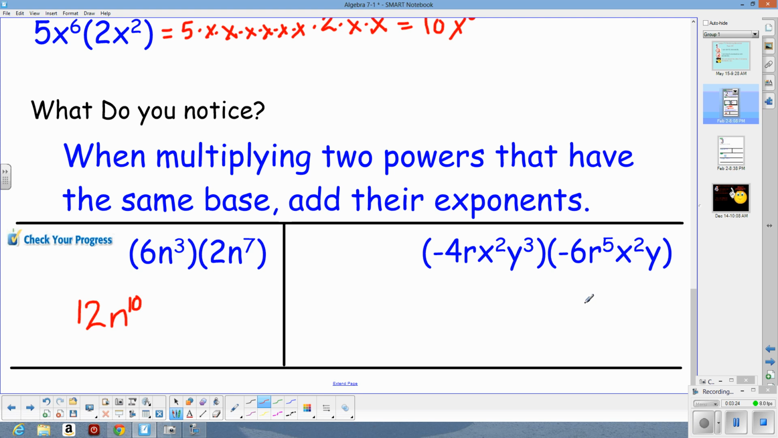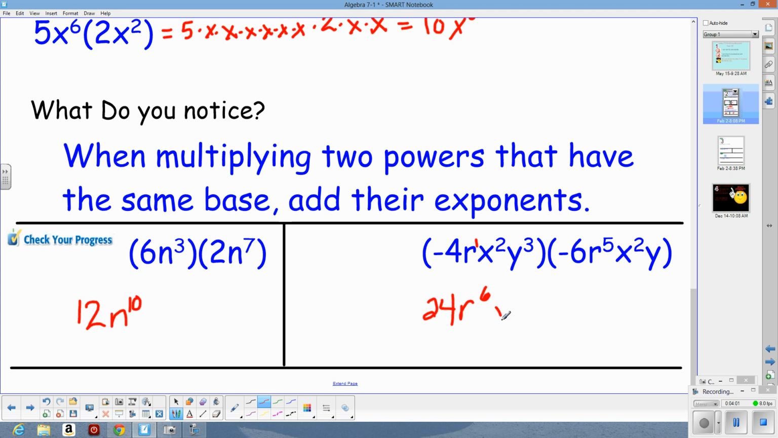Now in our next example, we're going to multiply the coefficients together first. Negative 4 times negative 6 is positive 24. Now we're going to multiply the r's together. r times r to the 5th. A common mistake kids sometimes make with this is to say r to the 5th, but this r right here is really r to the first power. I only have one r there, and I have 5 r's here being multiplied together, so we are going to make this r to the 6th power because it's 1 plus 5, which is 6.